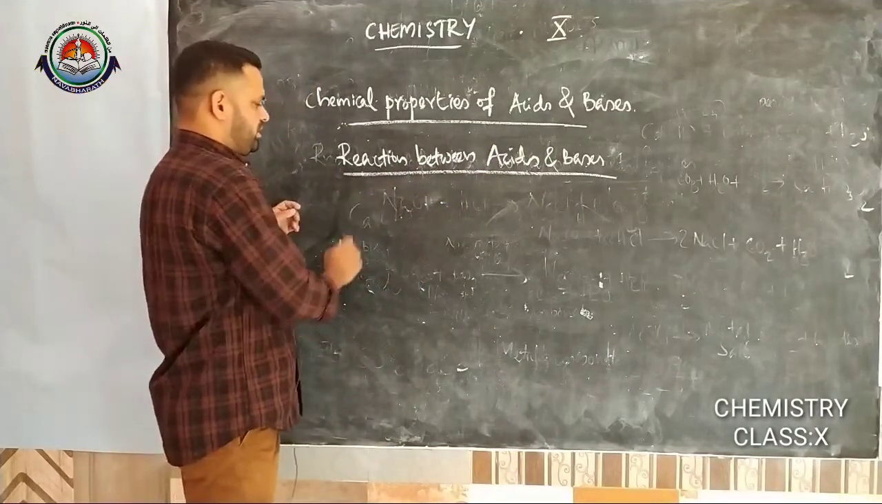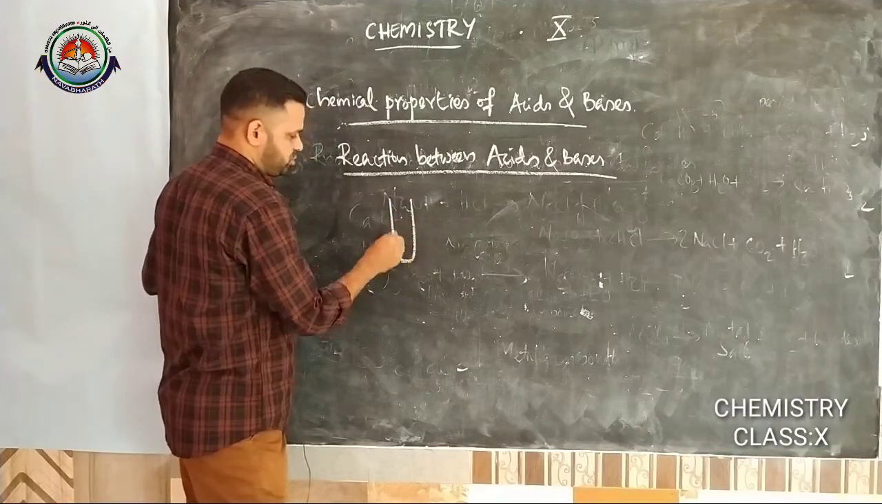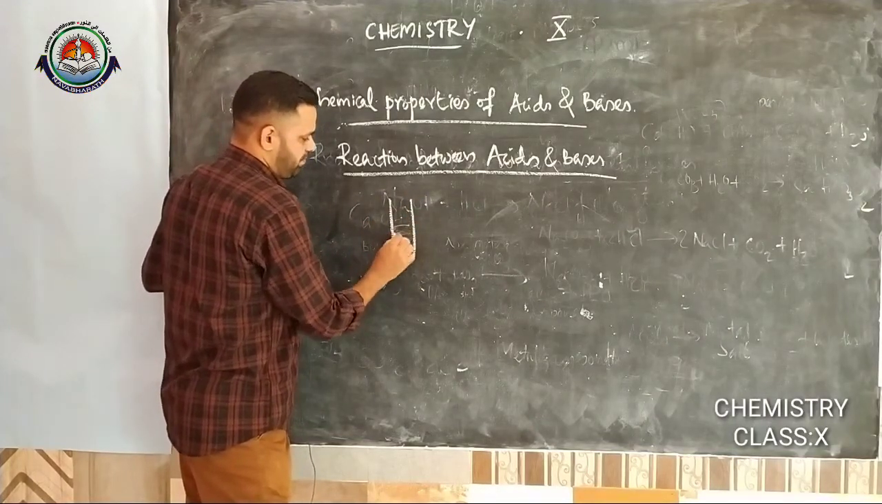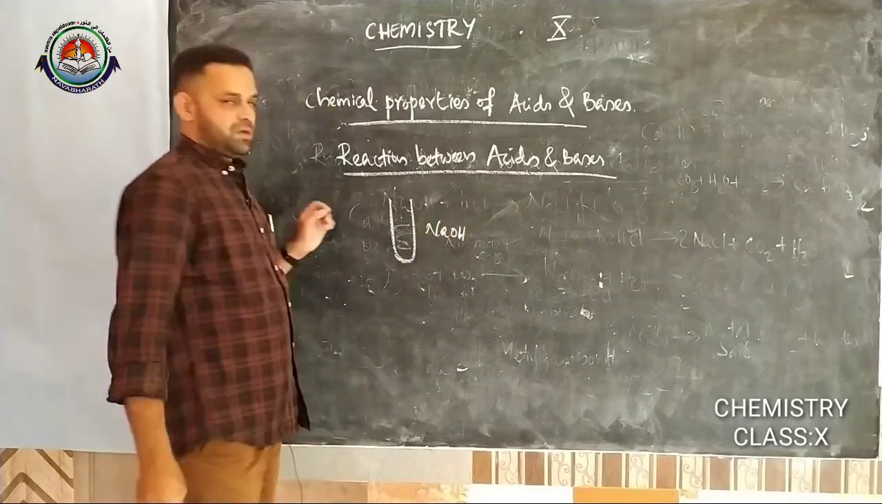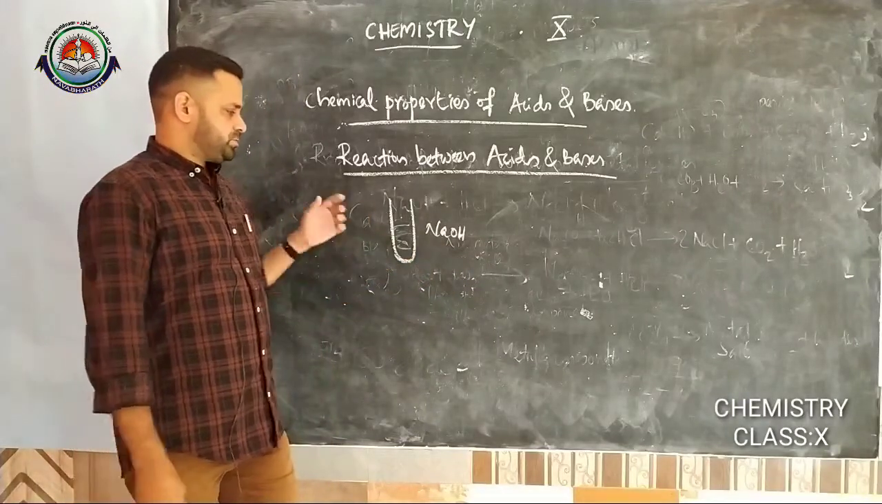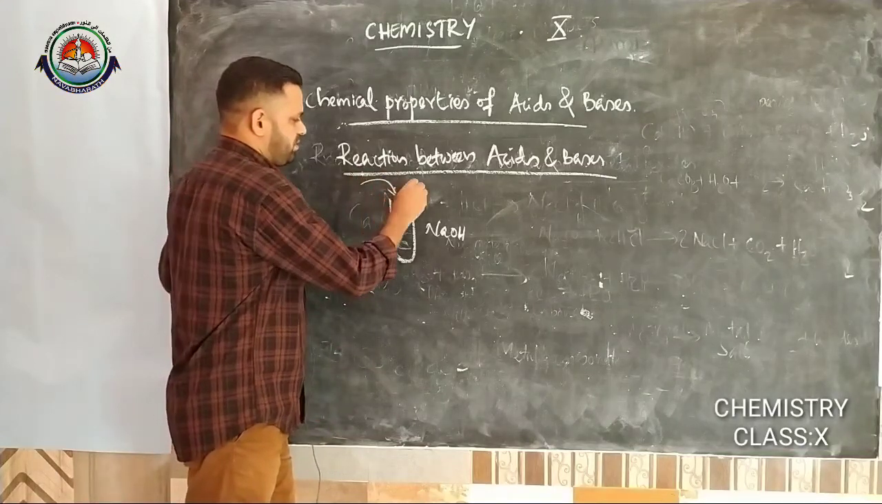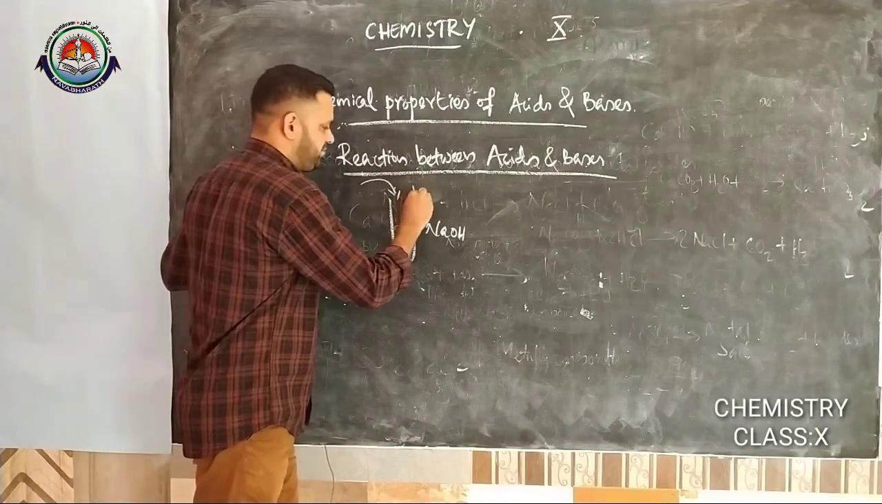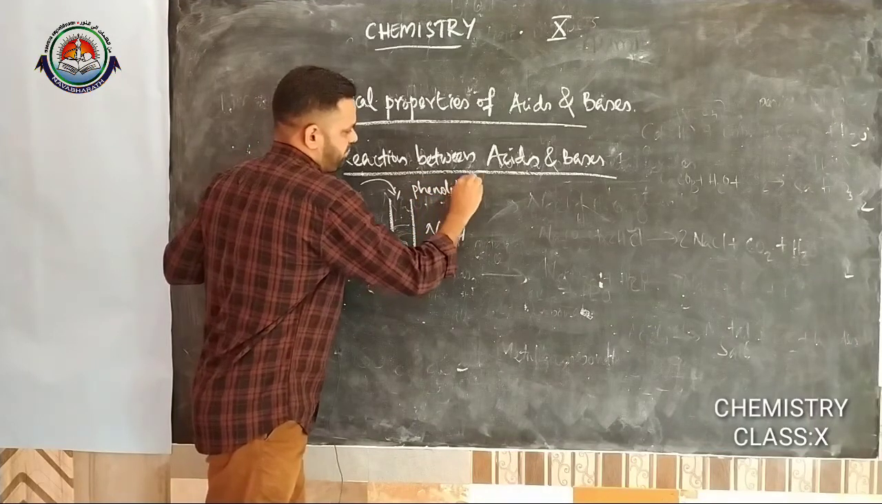So, in order to explain this reaction, we take a test tube. In that test tube, you take some amount of sodium hydroxide. You take some amount of sodium hydroxide in this test tube. Then, you add a synthetic indicator, that is phenolphthalein.